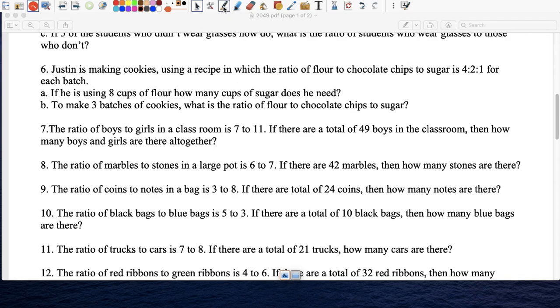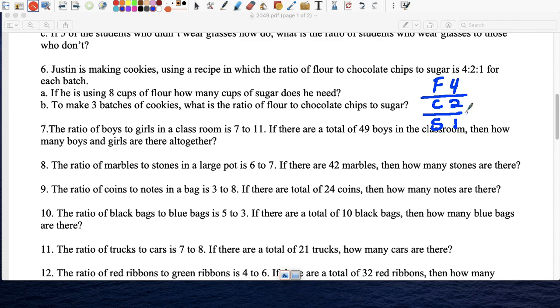Number 6. Justin is making cookies using a ratio of flour to chocolate chips to sugar of 4 to 2 to 1. All right. If he's using 8 cups of flour, how many cups of sugar does he need? So let me write this vertically. So we have flour, I'll put an F, which is 4, to chocolate, and I'm going to use C. So 4, chocolate is 2, and then sugar is 1. So 4, 2, 1.